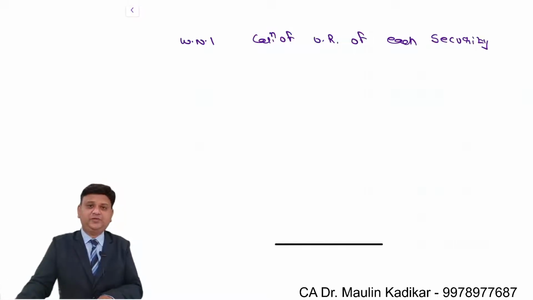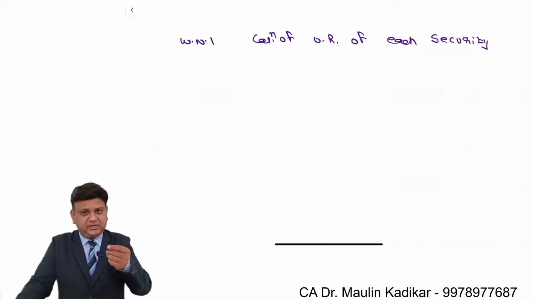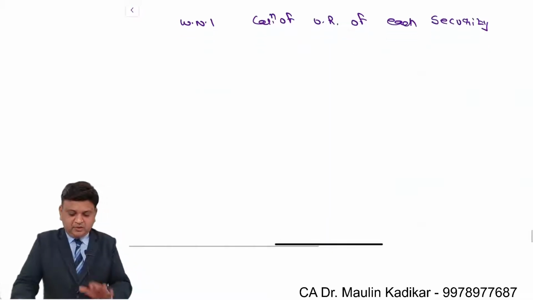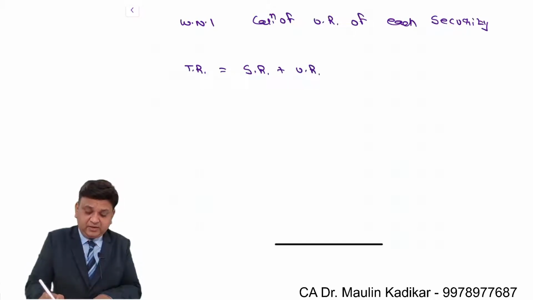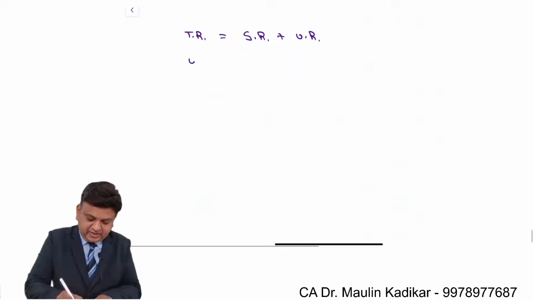Dear students, first of all, we'll compute the unsystematic risk for each security. Why? I just explained that to you. Do not write anything, let me explain to you. Total risk is equal to systematic risk plus unsystematic risk. Fine. Now we want to find unsystematic risk. It is the total risk minus systematic risk.